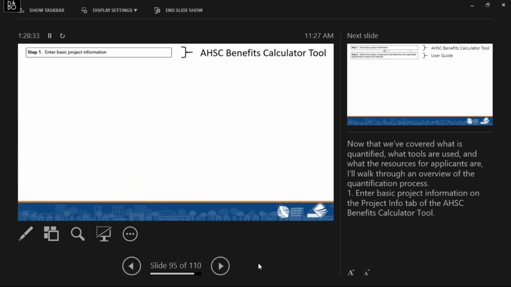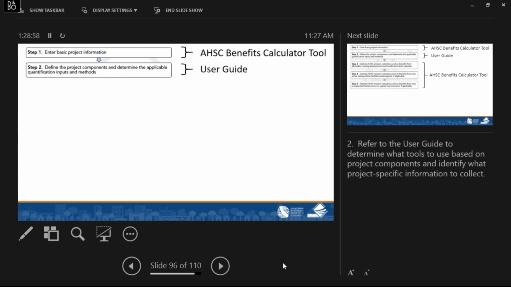The first step is to use the AHSC benefits calculator tool to enter basic project information on the project info tab. That includes contact information for the person filling out the tool, as well as information about project funding. When completing that step, applicants can refer to the user guide for details on the inputs that are needed for that tab. Next, applicants will refer to the user guide to determine which other tabs they need to use based on their project components. That goes back to the table that we looked at that shows the applicable tabs and, if necessary, third-party tools per project component. For each project component and tab, there's a table in the user guide listing all of the project-specific information applicants will need to collect.